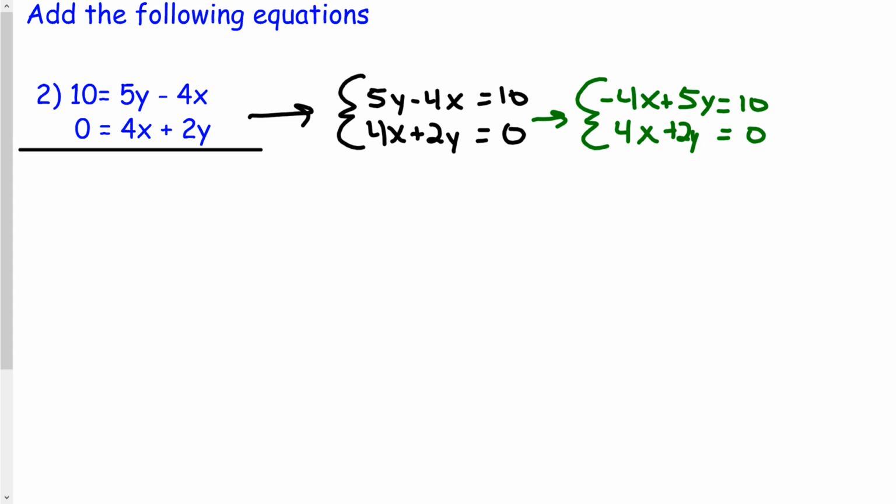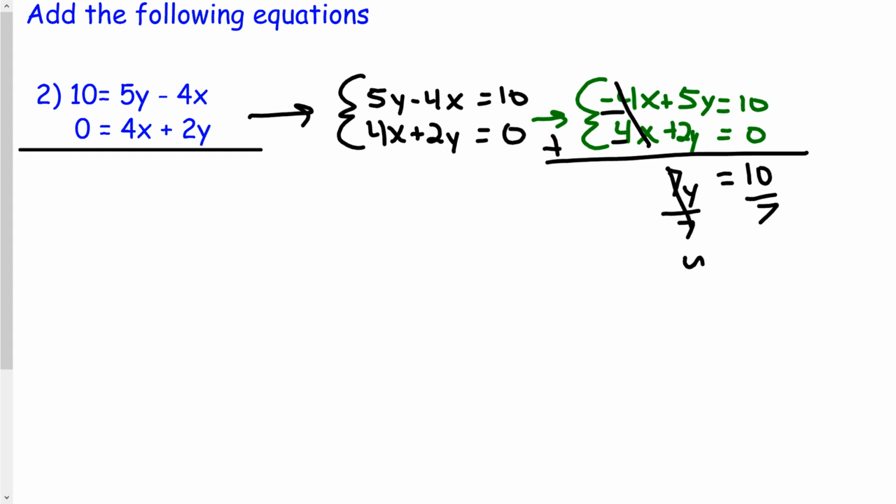And here's what's really neat about this one, is my x's are already set up to eliminate. So let's see what happens when I add. I've got opposite coefficients here, so those eliminate. 5y plus 2y is 7y. And 10 plus 0 is 10. Divide both sides by 7 to solve for y. y equals 10 sevenths, or 1 3/7. I'm going to leave it as an improper fraction. You guys can write that as a decimal or a mixed number.